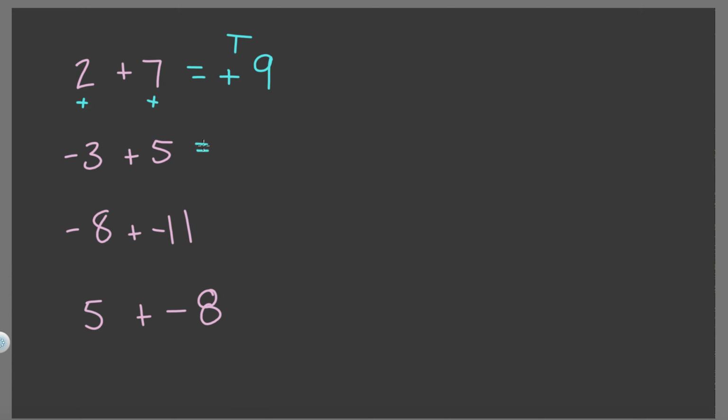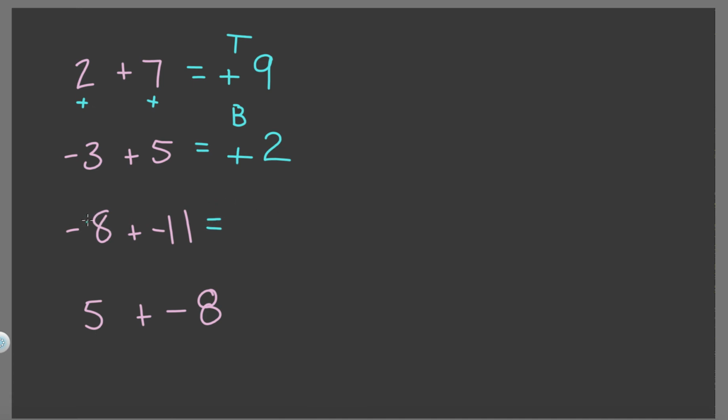Next example. Are they the same sign or are they different? In this case, they're different. That means it's going to be a battle. So then we look and see who's going to win. The positive number is bigger, so my answer is going to be positive. And then I subtract. 5 minus the 3 gives me 2.